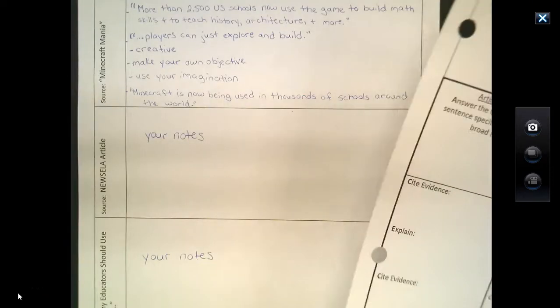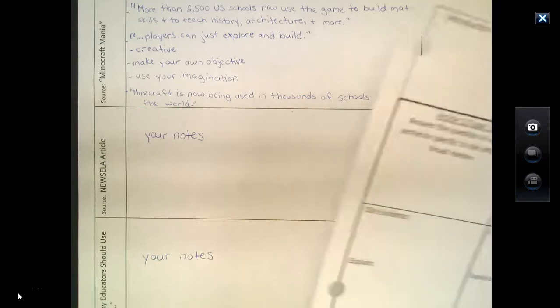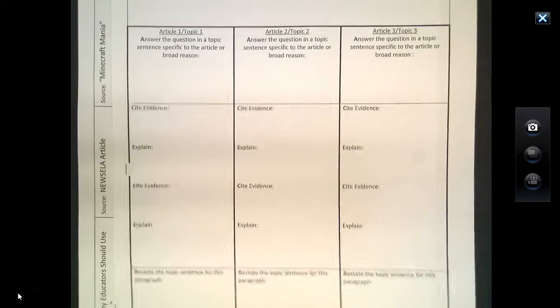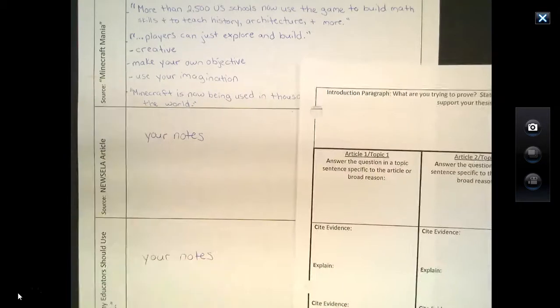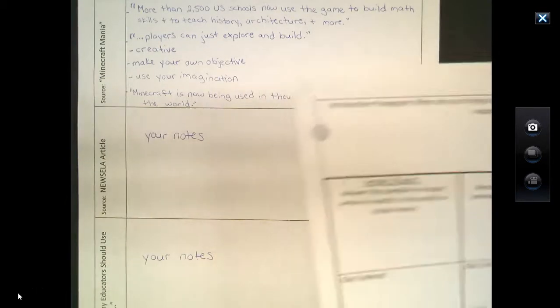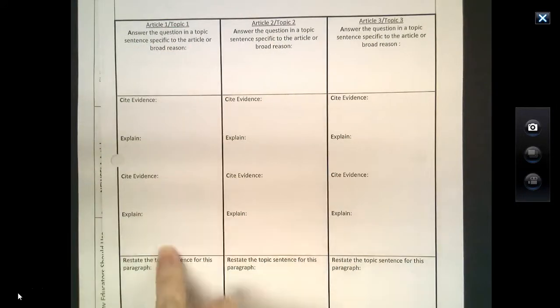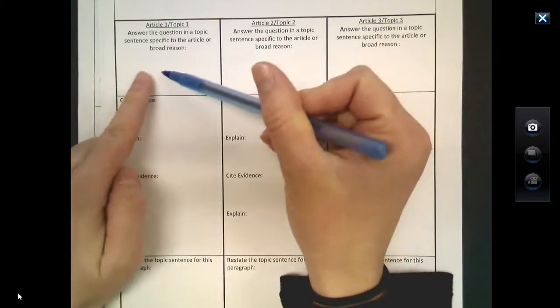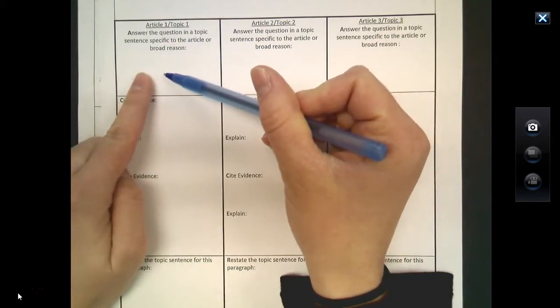So you want to look at your notes and think, okay, what's one big reason that Minecraft could be used in education? For example, if you look through your notes and you see that there's some evidence that shows it could be used to teach about art, you're going to start with body paragraph 1. That's this column. Here's going to be your topic sentence for that paragraph.